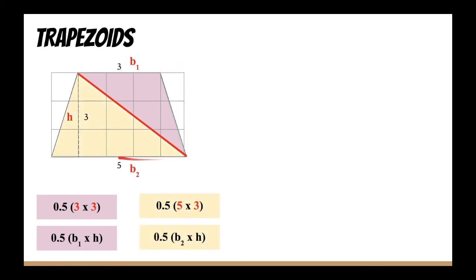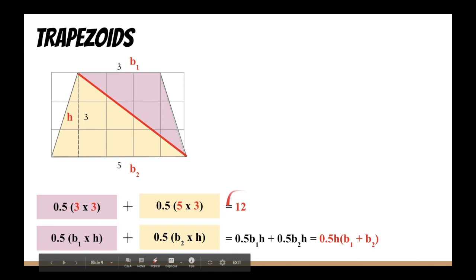Then the second triangle, which is shaded in yellow, will have an area of B2 times the height multiplied by 0.5, as according to the formula. Then we'll add these two triangles together to get the total area, which is 12 square units.